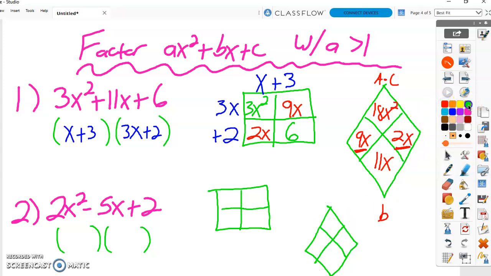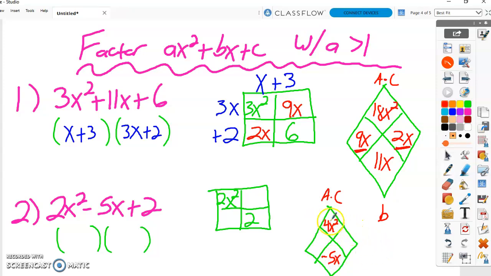Okay, so here we go. First piece is going to go in the first box. Last piece in the last box, that is A and C. We're going to multiply A and C, which is 4x squared. We're going to take the B term and put it in the bottom, which is negative 5x.